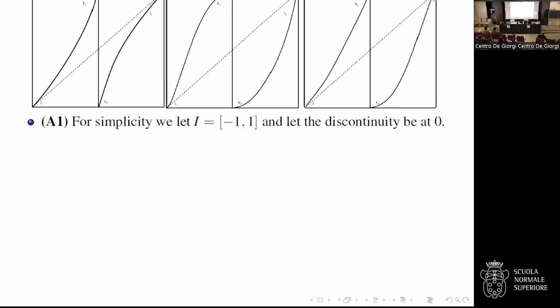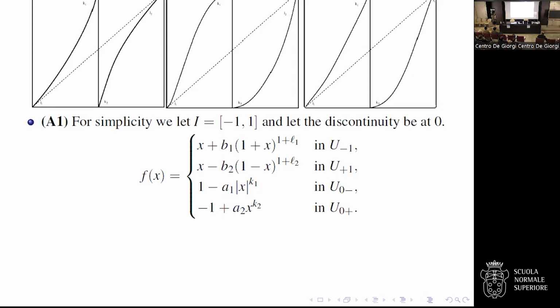Let me give just the precise formulation. So this is the way we define it. We take 4 neighborhoods. This is a neighborhood of -1. So we assume this is the interval -1, 1, just for the sake of setting up the notation. And then we assume that the map here in a small neighborhood of -1 has this form. In a small neighborhood of +1, it has this form. And in small left and right neighborhoods of u0, it has this form.